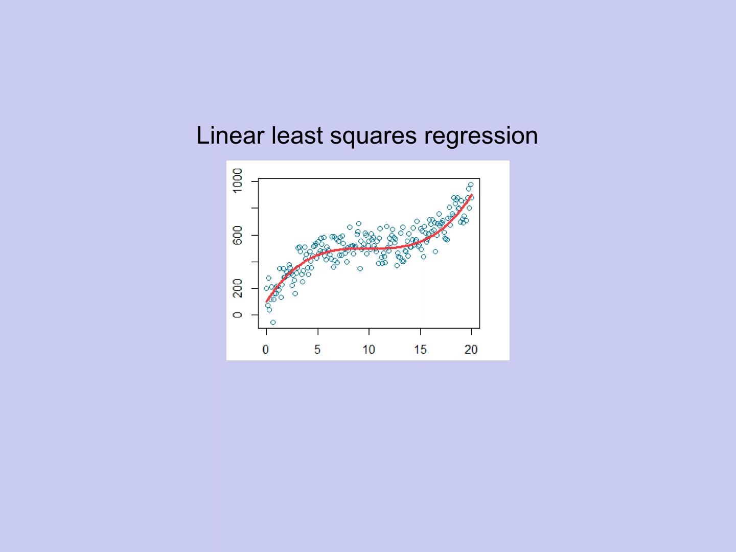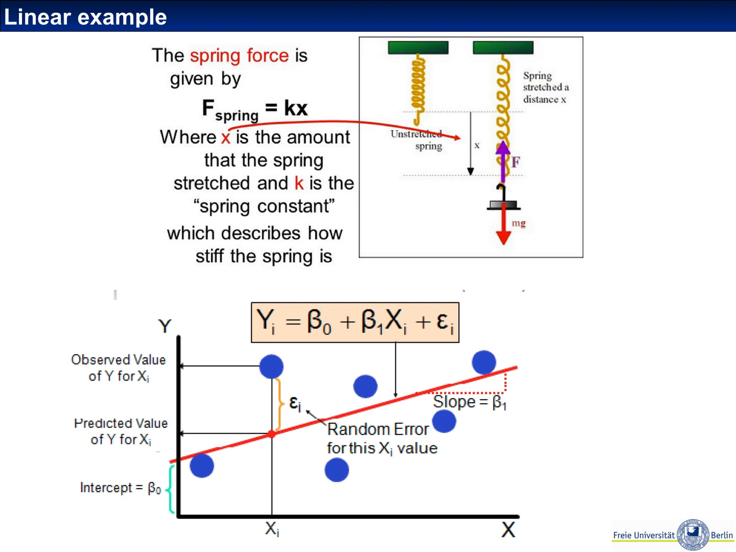I want to start the introduction to deep learning by using an example from shallow learning, but that will nevertheless tell us a lot of useful concepts that will also be used for deep learning methods. So let us start with an example from physics.